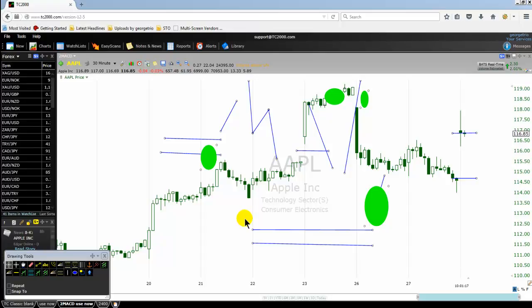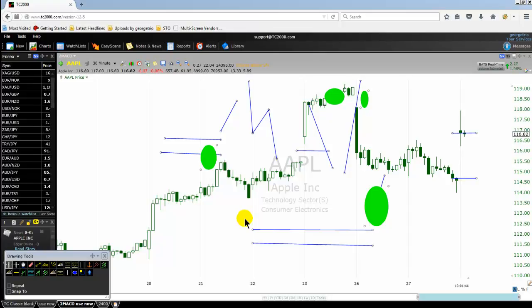Sometimes the opening gap can also be filled completely, but rarely; what we see very often is the opening gap partially filled. So talking about the different types of gap, we have the opening gap, the continuation gap, and the exhaustion gap. The opening gap takes place at the beginning of a trend, the continuation gap in the middle of the trend, and the exhaustion gap at the end of the trend, almost at the end of the trend. For traders that understand Elliott wave: opening gap during the first Elliott wave, continuation gap during the third Elliott wave, exhaustion gap during the fifth Elliott wave.